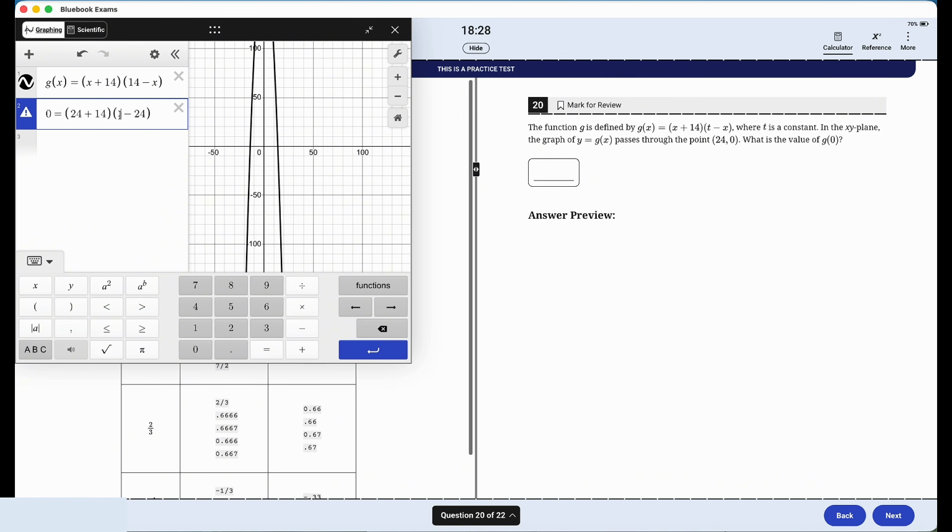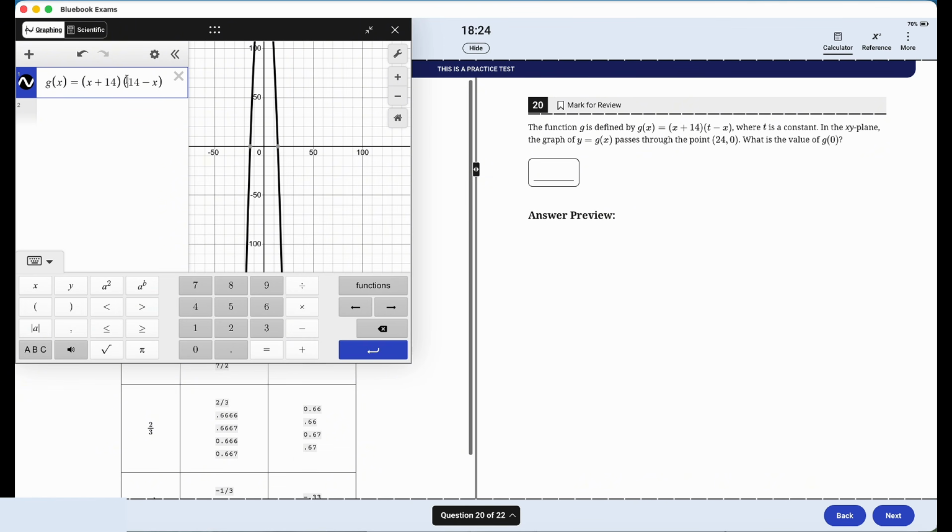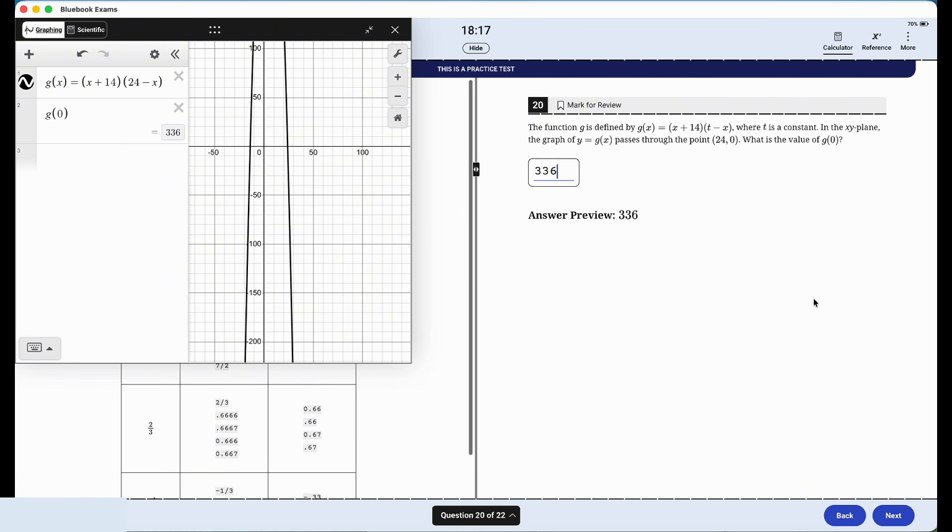So t should be 24, actually. I think I plugged in 14 over here. Yeah, it's 24. So we do that, and then we do g of 0, right? So small mistake, don't make that mistake. It's 336. But that's it: find your t, then you can have Desmos just give you the answer to this question. So I hope that makes sense with that little mix up I had.